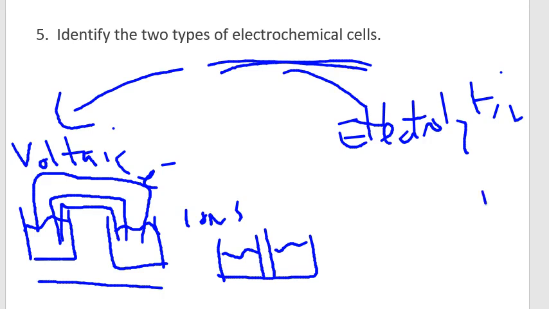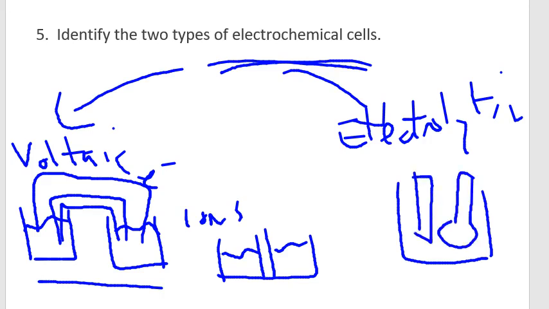An electrolytic cell, it's all going to happen in one container, and that would include electroplating. So I might have a spoon that I'm electroplating. I know, bad drawings, and I have a power source. Electrolytic means I'm taking electrical energy and forcing a redox reaction to happen. So that's electrical to chemical. Voltaic, it is chemical to electrical. Here I am actually producing electrical energy.